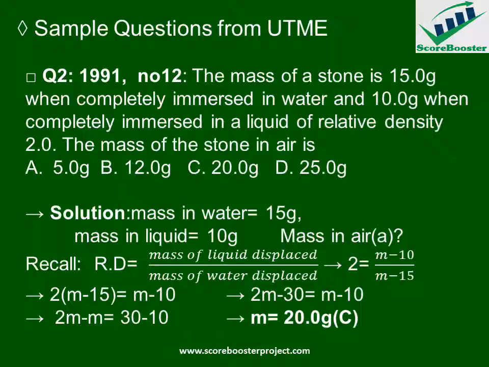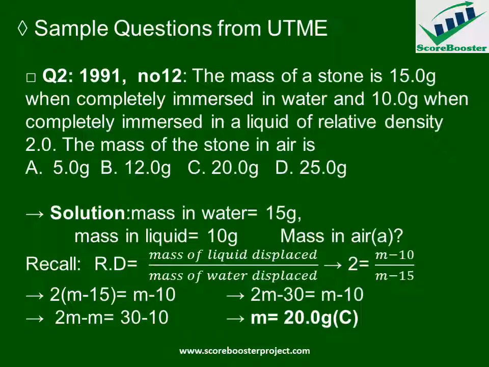So since the mass in here is unknown, we represent it by m. Therefore we have 2 equals mass in here, which is m, minus mass in liquid, which is 10, over mass of the object in here, minus mass of the object in water, which is 15. Then we have to cross multiply to get 2 into m minus 15 equals m minus 10.